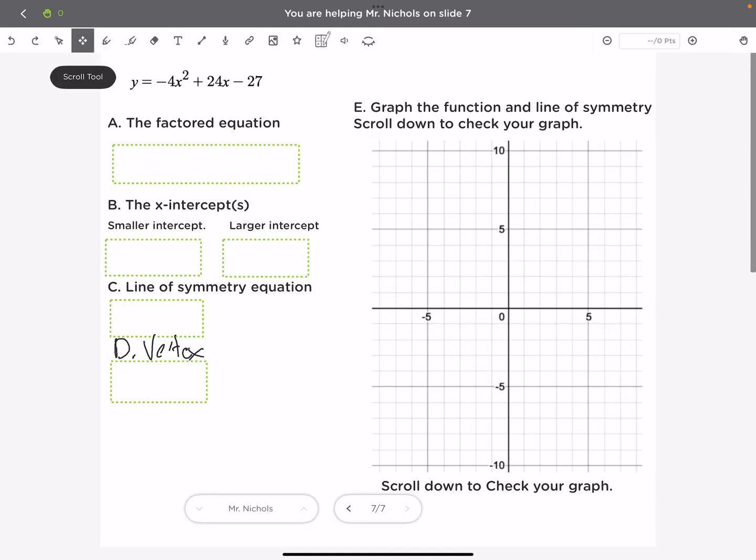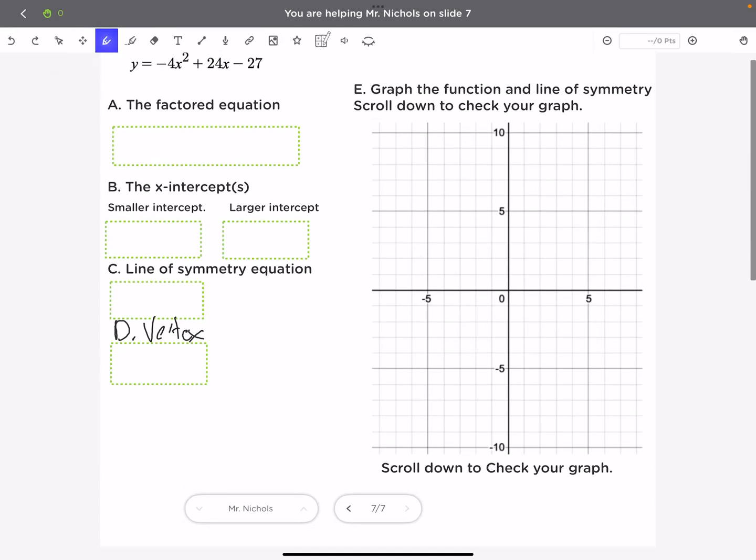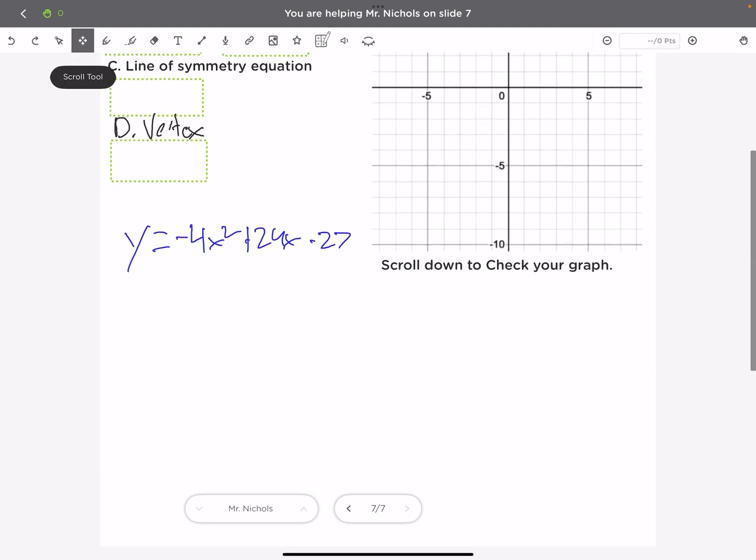Okay, so I'm going to rewrite this equation: y is equal to negative 4x squared plus 24x minus 27 down here. Now for this, I can't divide by 4. But what I can do is divide by -1.